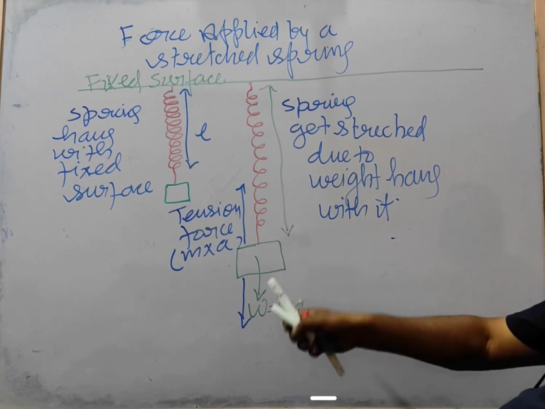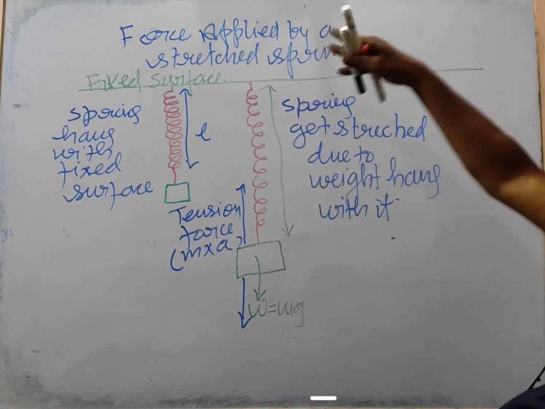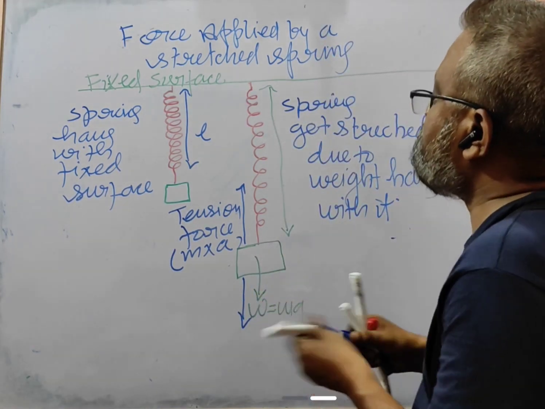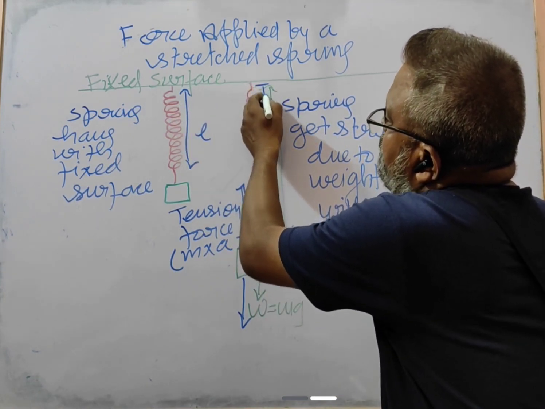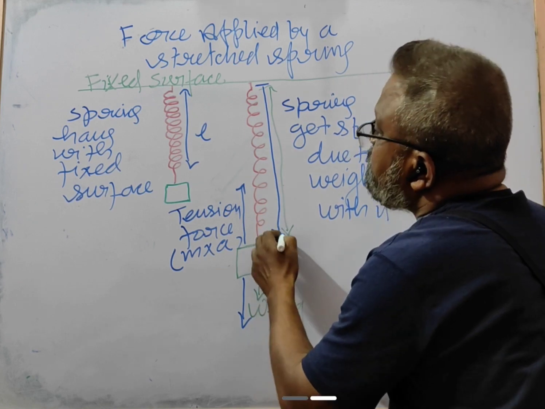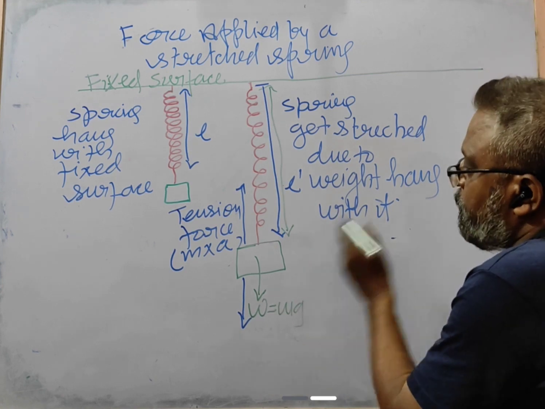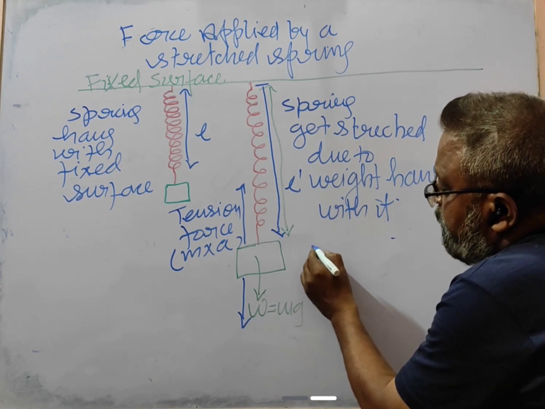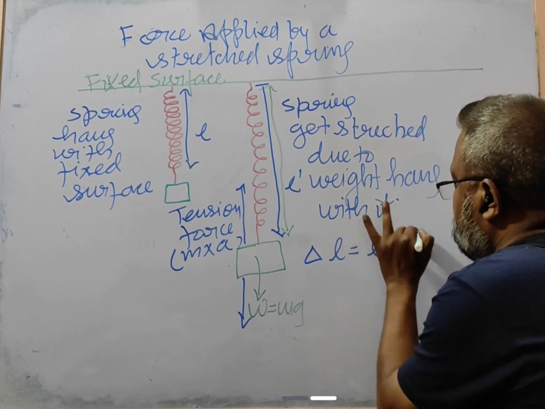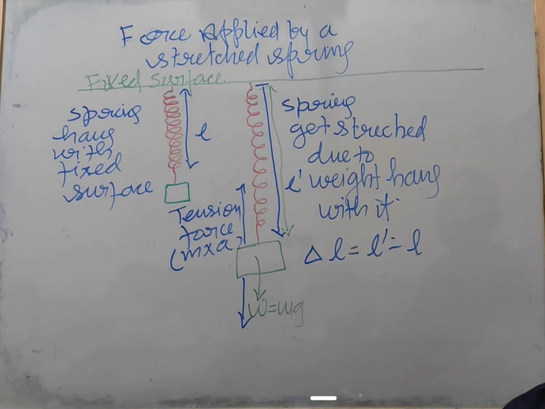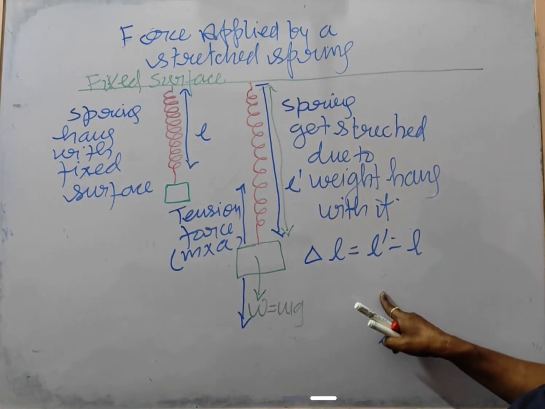So this is what happens when you hang this weight. Maybe its length was initially L, and there is an increase in length, that is L dash, right? So the change in length delta L is equal to L dash minus L, right? Due to this weight, there is a change in length.